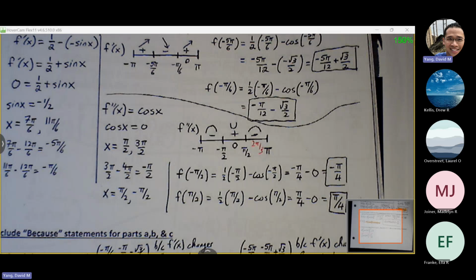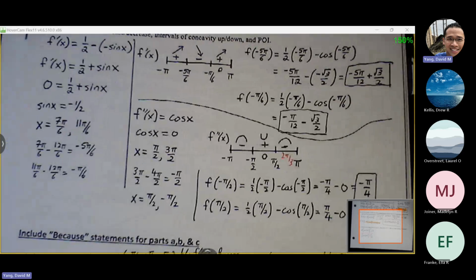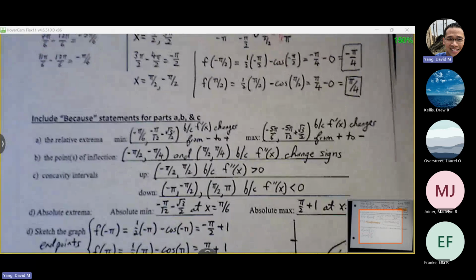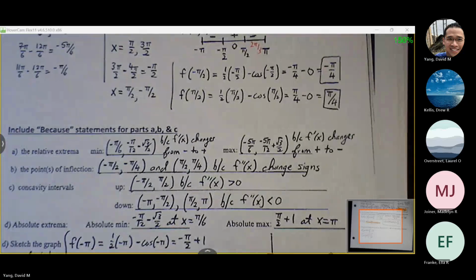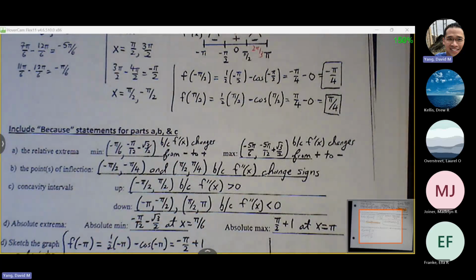And then once you have all your y values and the y values at your endpoints, you can start to sketch them onto the graph. You have your calculator to help you, but also let's make sure we know how to write all of our because statements as well. Min is because f prime changes from negative to positive. Max is because f prime changes from positive to negative. Point of inflection is because f double prime is changing signs. I didn't specify increase and decrease, but if I were asking you for increase, decrease.